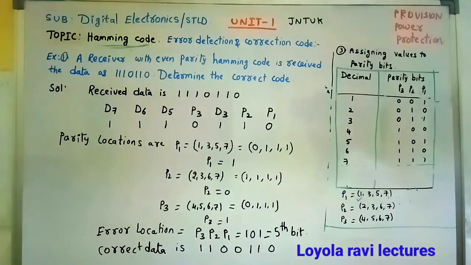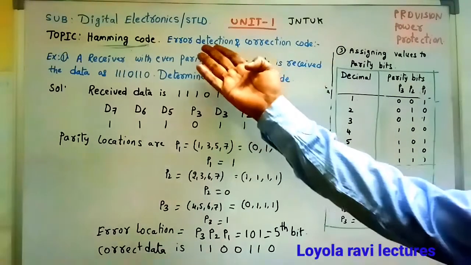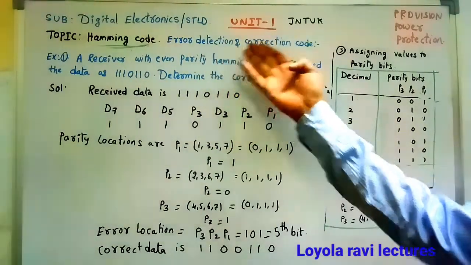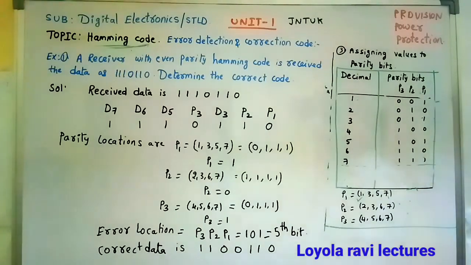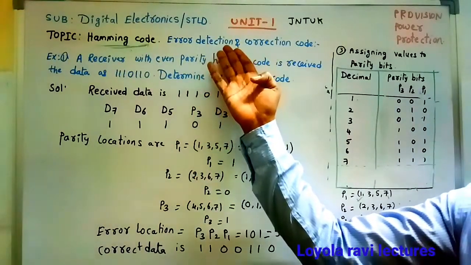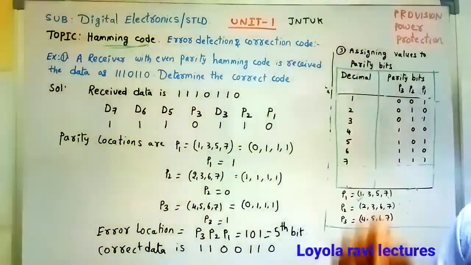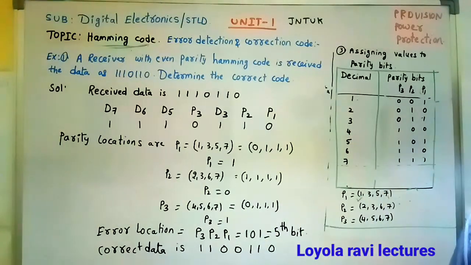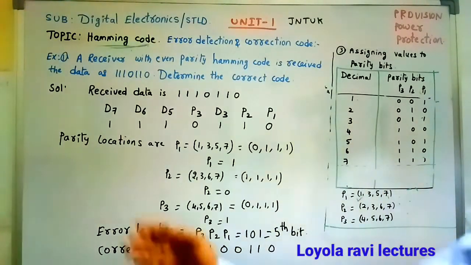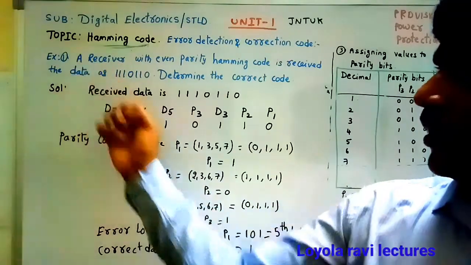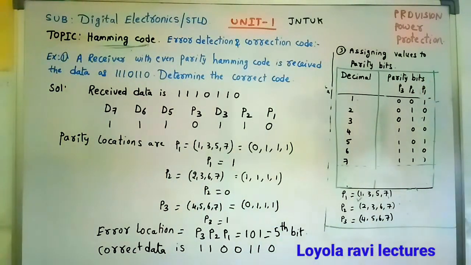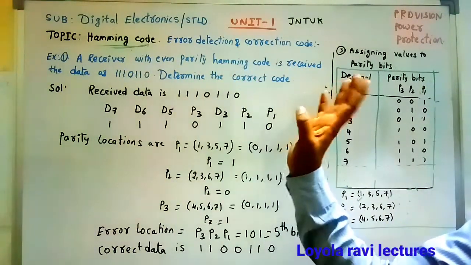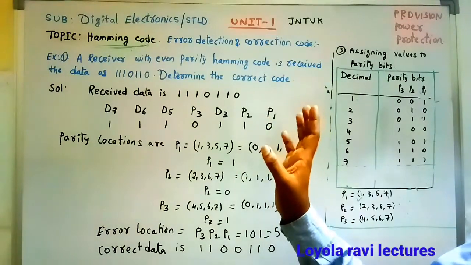Hi students, today we'll discuss Hamming code. In the last class I told you that it is an error detecting and correcting code. So Hamming code is used to detect the errors and correct the errors. This is a single bit error code, Hamming code. I am doing this error detection and correction with one example.